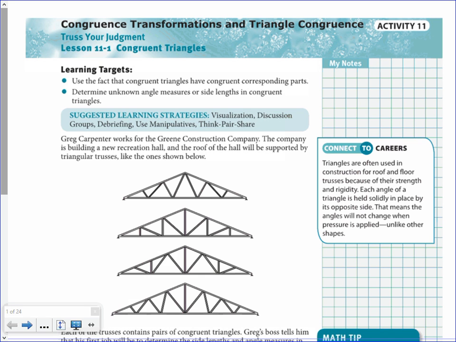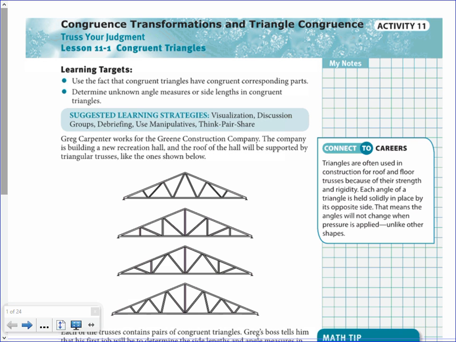All right, so today we're going to be looking at activity 11. We're going to be looking specifically at lesson 11.1, dealing with congruent triangles. So we're going to start off by looking at some trusses. Greg Carpenter works for the Green Construction Company. The company is building a new recreation hall, and the roof of the hall will be supported by triangular trusses, like the one shown below.